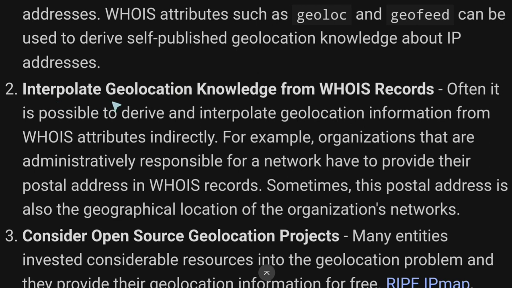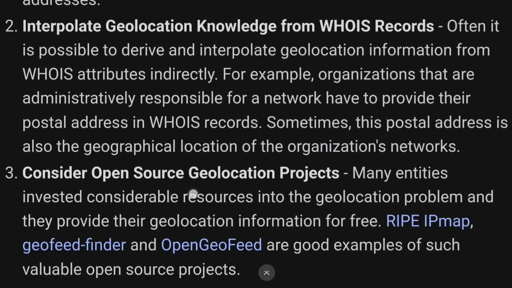2. Interpolate geolocation knowledge from WHOIS records. Often it is possible to derive and interpolate geolocation information from WHOIS attributes indirectly. For example, organizations that are administratively responsible for a network have to provide their postal address in WHOIS records. Sometimes this postal address is also the geolocation of the organization and networks, but not always.